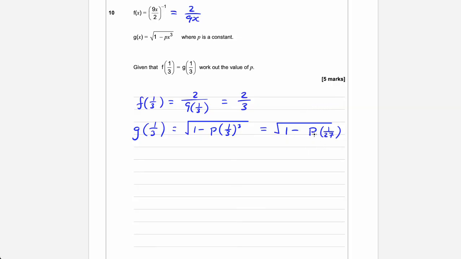Okay, now he's saying these two things are equal. So let's do exactly what he says. We'll form this equation. The square root of 1 minus, I'll do p over 27, equals 2/3, because he says they are equal.